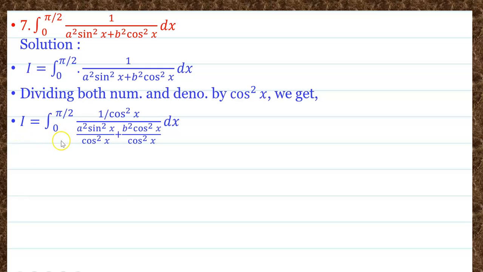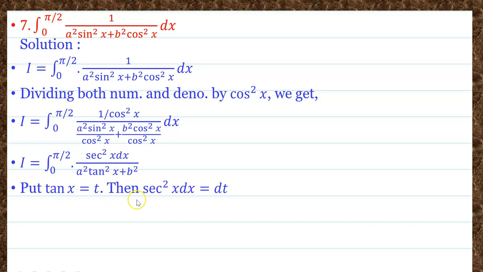That I is equals to integral 0 to pi by 2 1 upon cos square x, and that will become sec square x dx. Sin square x upon cos square x, it will become tan square x, a square tan square x. Cos square will get cancelled. आता इथे आपण सबस्टिट्यूशन करू शकतो. tan of x is equals to t. ओके, त्याचा dx येणार, that is sec square x into dx is equals to dt.